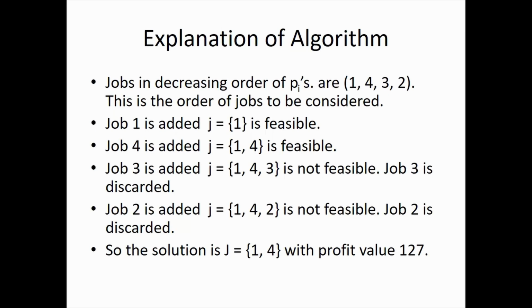Now when we add job 2 to the solution set, let's see whether it is a feasible solution or not. No, because the deadline of 2 is also within 1 and 2. So we have to discard this job. So the final solution is {1, 4} and the profit value earned is 127. I hope you have an idea about job sequencing with this example. Thank you.